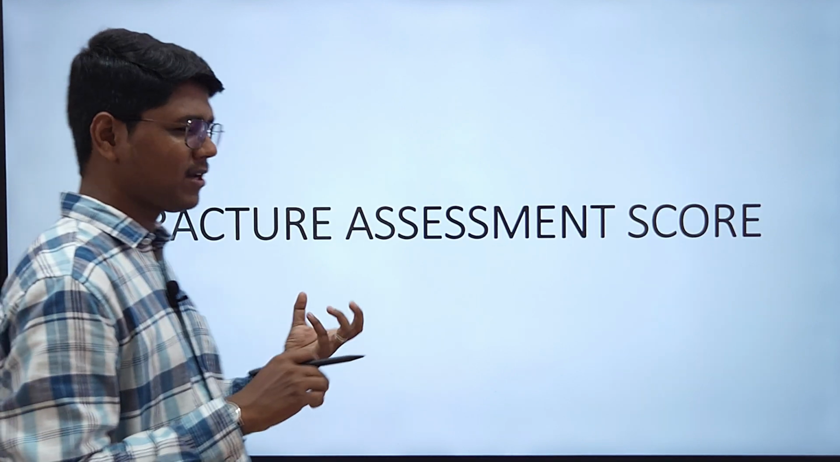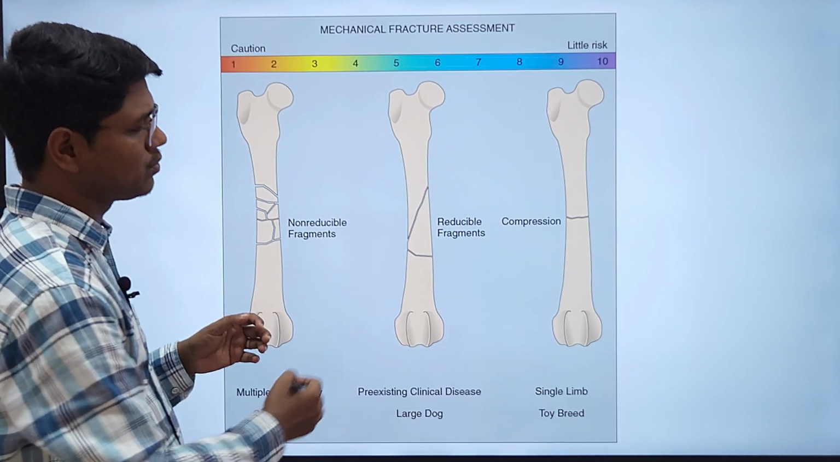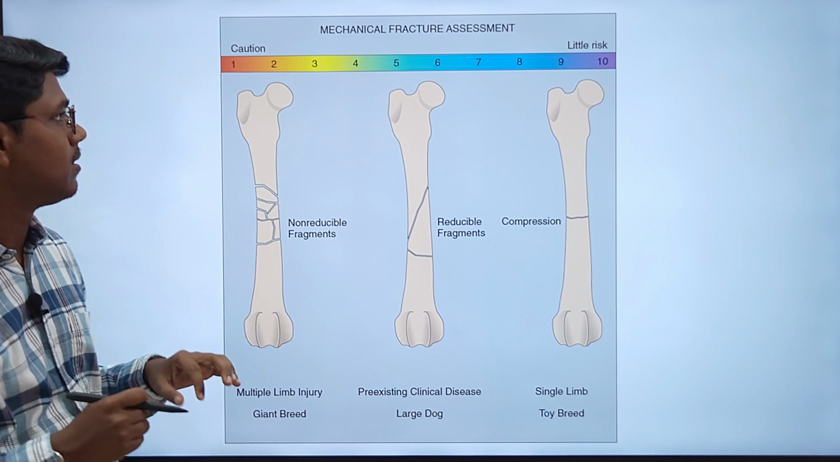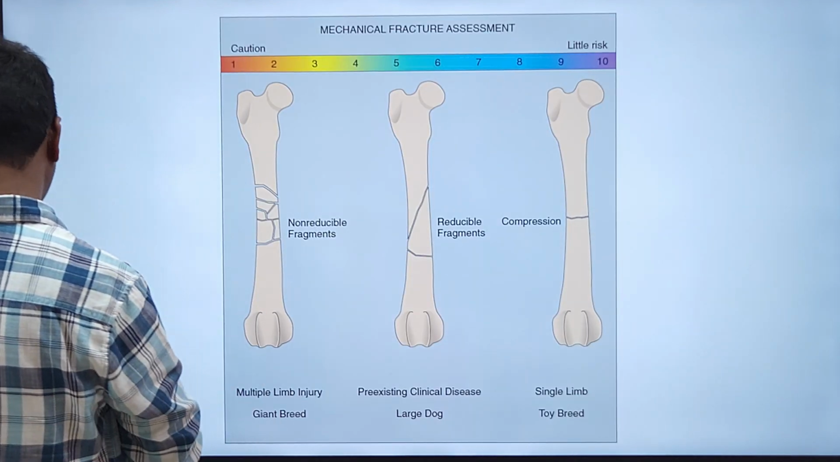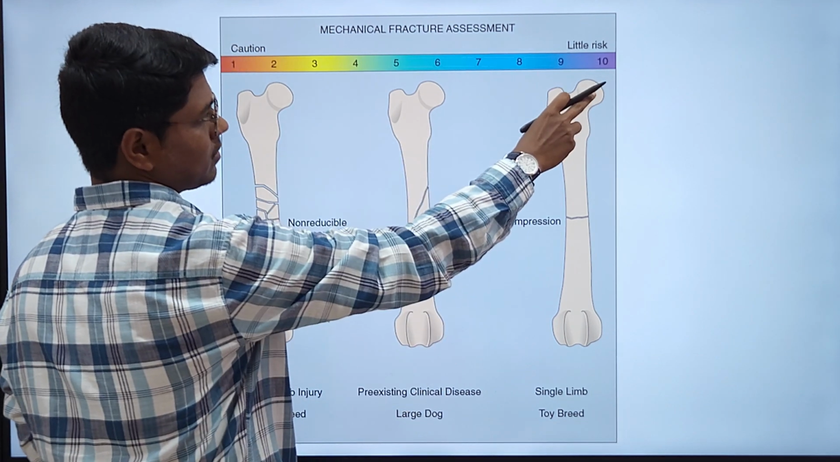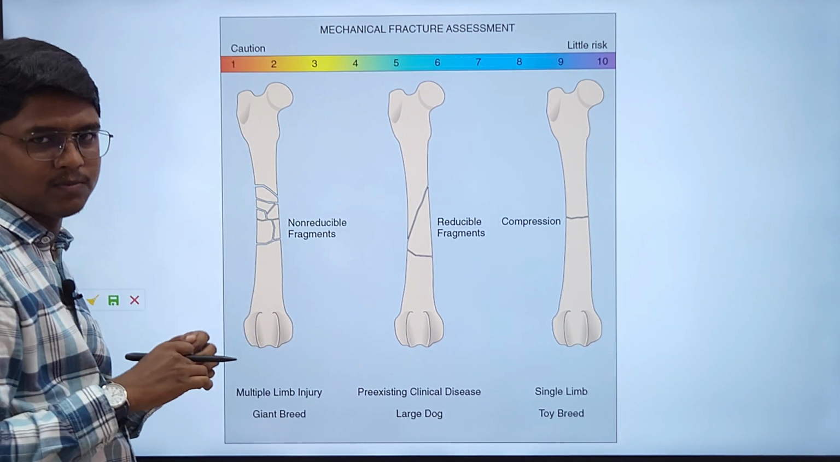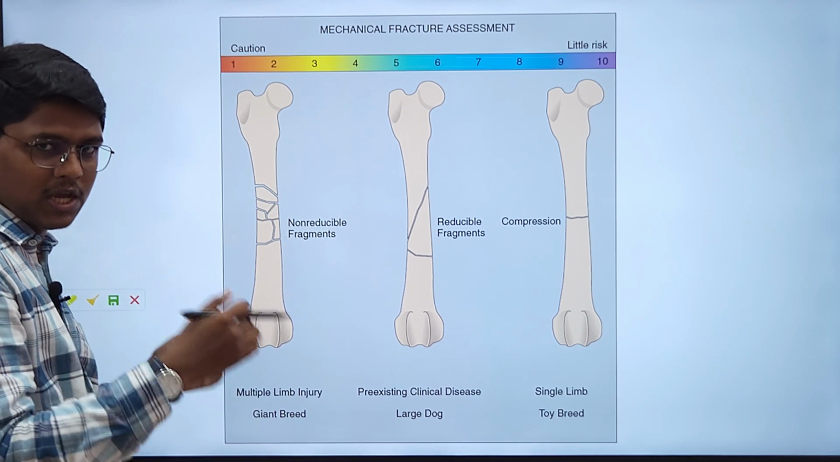Next, coming to our main topic, the fracture assessment score. The fracture assessment score is of three types: mechanical, biological and clinical. First one is the mechanical fracture assessment. Here it is a scale from 1 to 10. The higher the number, the lower the risk. The lower the number, the more risky it is, or you can say you have to go with caution.